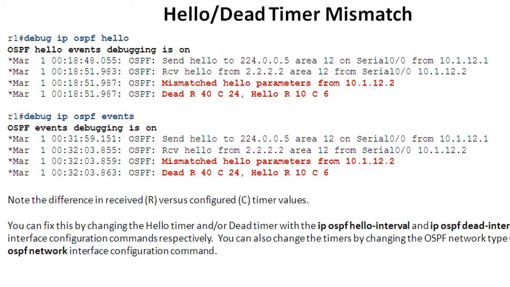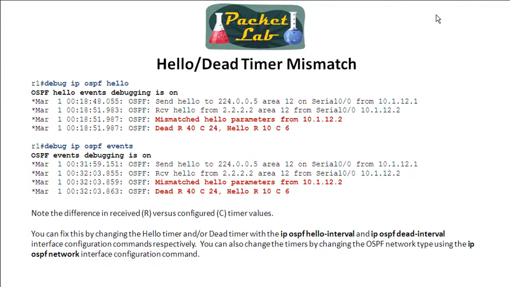So received means this is what the potential neighbor is sending us, and in this case R2 is the potential neighbor. So R2 is saying that its dead interval is 40 seconds, while we say it is 24. And the same thing with the hello, R2 says it's 10 seconds while we're saying that it's 6. You can also do the debug ip ospf events, since basically the only events going on at this time are the exchange of hello packets. It's going to give you pretty much the same output. And it says here, note the R versus C. We've already gone through that.